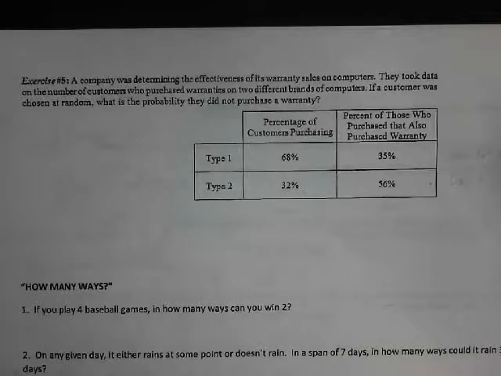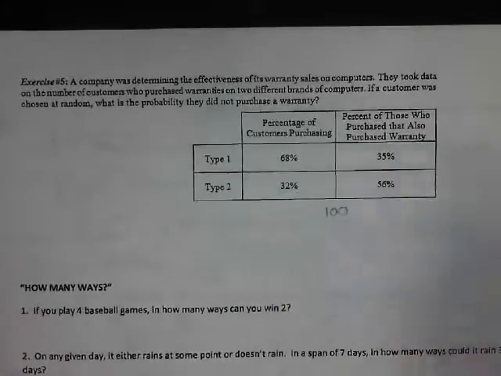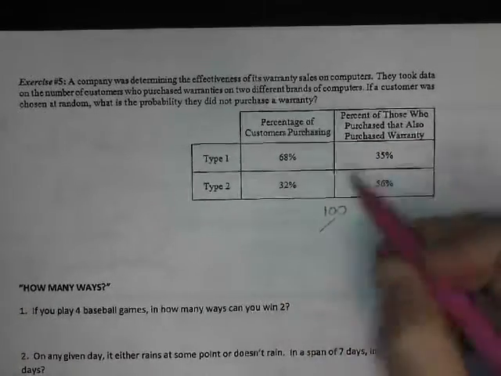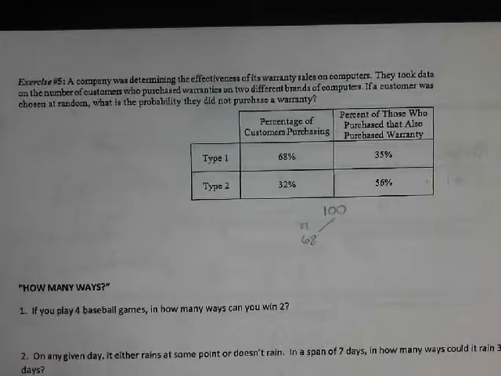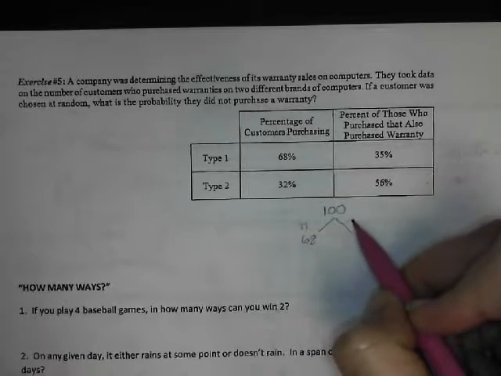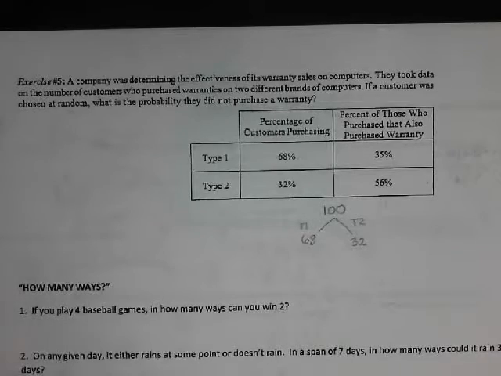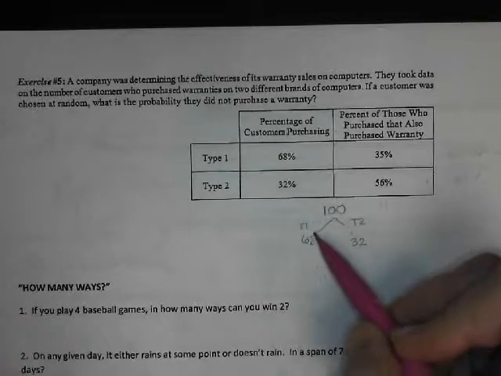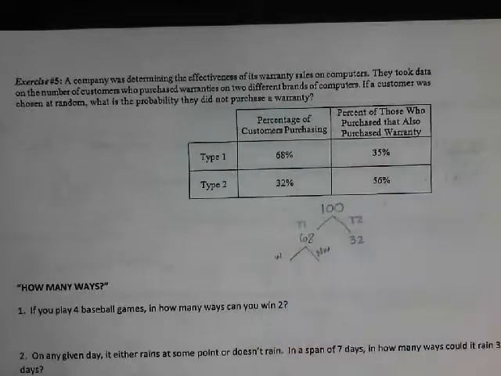So I'm not sure a Venn diagram is necessarily the best way to go about this. I almost think making up a random number of customers might be the best way. So let's say we have 100 customers, because 100 is an easy number to keep track of. Of those 100 customers, 68%, which would be 68 people, got type 1, and 32% bought type 2. Okay? And now here's the reason I did it this way, because now we're going to break down that 68 into who got a warranty versus who did not get a warranty.